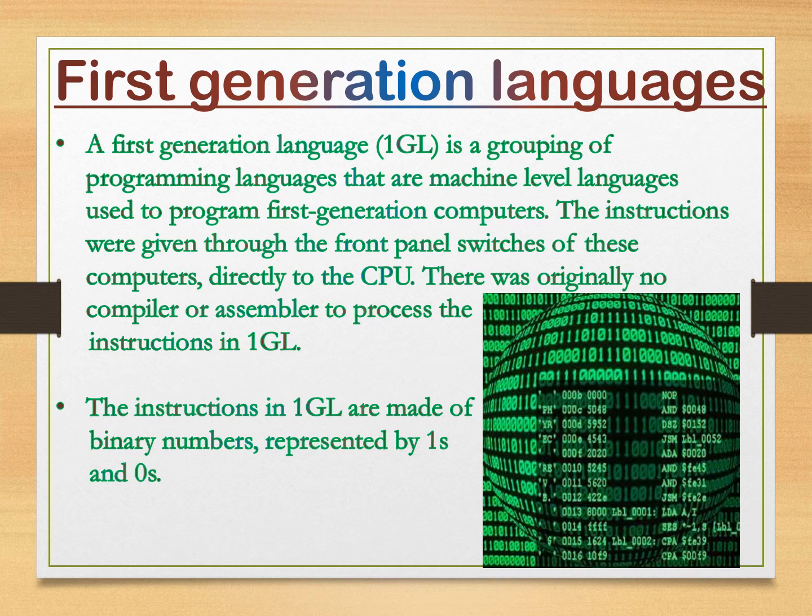First generation language. First generation language is a grouping of programming languages that are machine level languages used to program first generation computers. The instructions were given through the front panel switches of these computers directly to the CPU. There was originally no compiler or assembler to process the instructions in first generation language. The instructions in first generation language are made of binary numbers represented by ones and zeros.